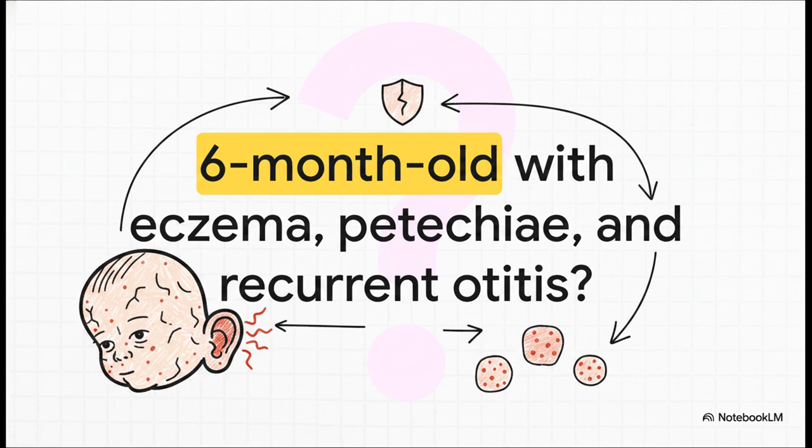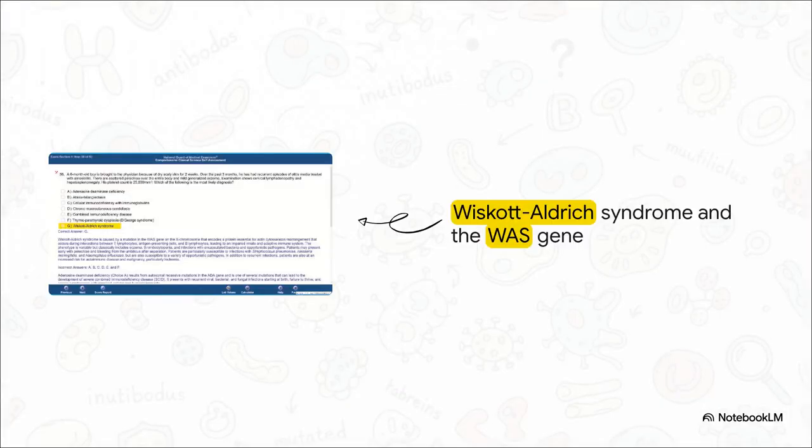So what's the diagnosis? If you mapped the algorithm correctly, that combination of eczema, profound thrombocytopenic petechiae, and recurrent infections immediately points to one strict diagnosis. Deconstructing this explanation perfectly reinforces the rule. It's Wiskott-Aldrich syndrome. This tests your knowledge of the WAS gene mutation on the X chromosome and its direct result, impaired actin cytoskeleton rearrangement during interactions between T lymphocytes, antigen-presenting cells, and B lymphocytes.